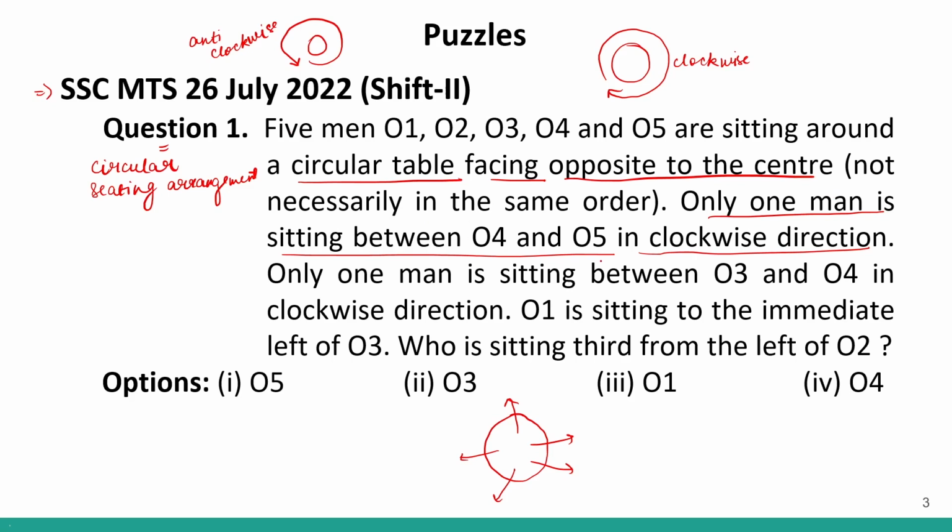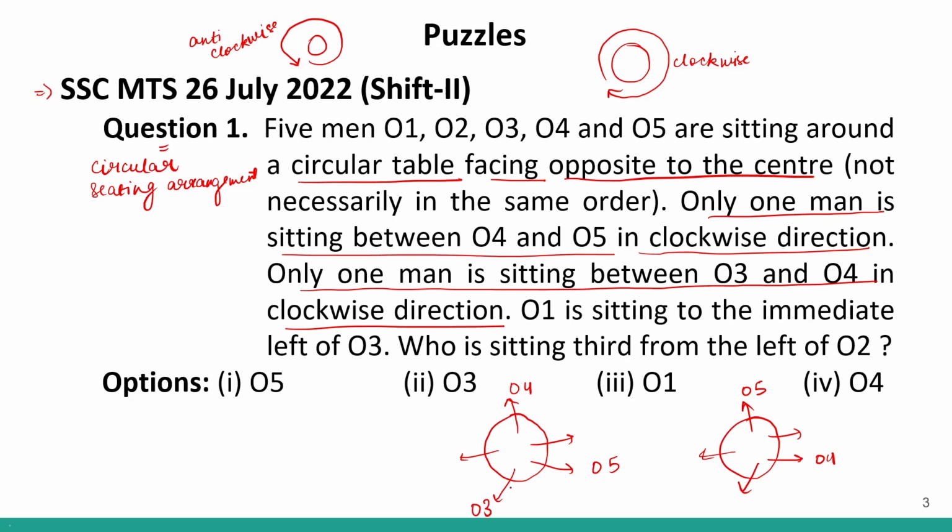Only one man is sitting between O4 and O5 in clockwise direction. Clockwise means that if O4 and O5 are over here, in this direction, then one person is sitting between them. So we can have two possibilities: O5 is here and O4 is here, and the other one. Now, only one man is sitting between O3 and O4 in clockwise direction. Again, clockwise means O3 will be here, in this particular situation where O5 is here.